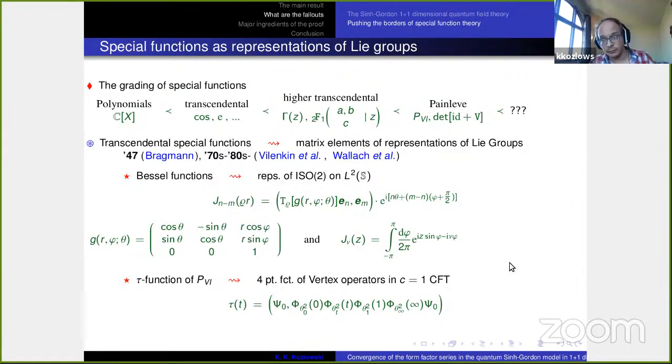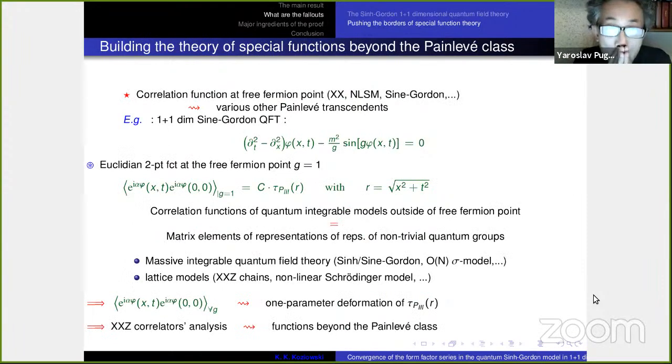But definitely, if you do an expansion of this object in terms of conformal blocks, you get some series representation, and in the end, this object is a Fredholm determinant. Okay, so this is one kind of example.